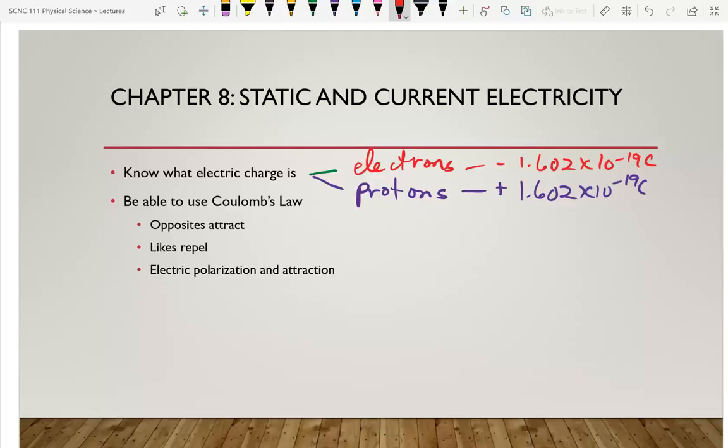So they have the same magnitude charge, but electrons are negative, protons are positive. And all of the charge things we deal with are because of that. So we had the example of an amber rod rubbed on fur, or as we did in lab yesterday, a rubber balloon rubbed on hair, and you have charge transfer, so that the hair ends up with a positive charge.